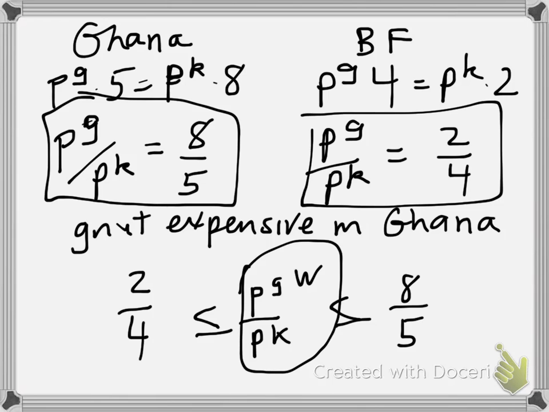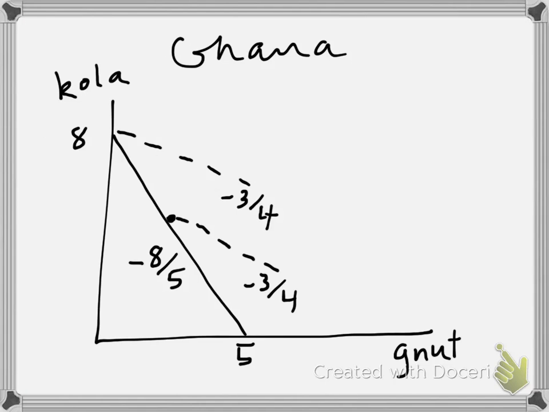Either if the price of groundnuts is really high after trade, if it's out here, then both countries are producing groundnuts. If the price of groundnuts relative to the price of cola nuts is below 2/4 over here, then everybody's producing cola nuts. So we can't have that in equilibrium. They have to be producing some of each. Let's just suppose that the price ends up being 3/4.